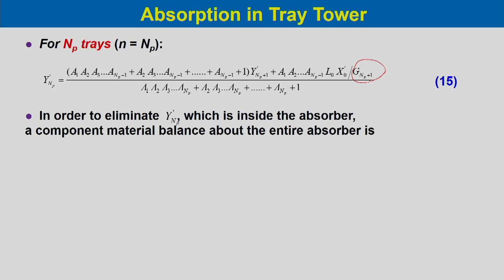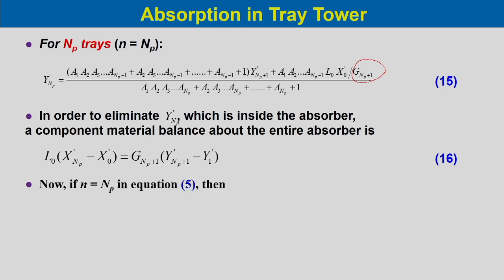balance about the entire absorber is required. So, which is over here. This is the entire absorption tower component balance, and if n is equal to n p in equation 5, then we can write this is y n p dash.